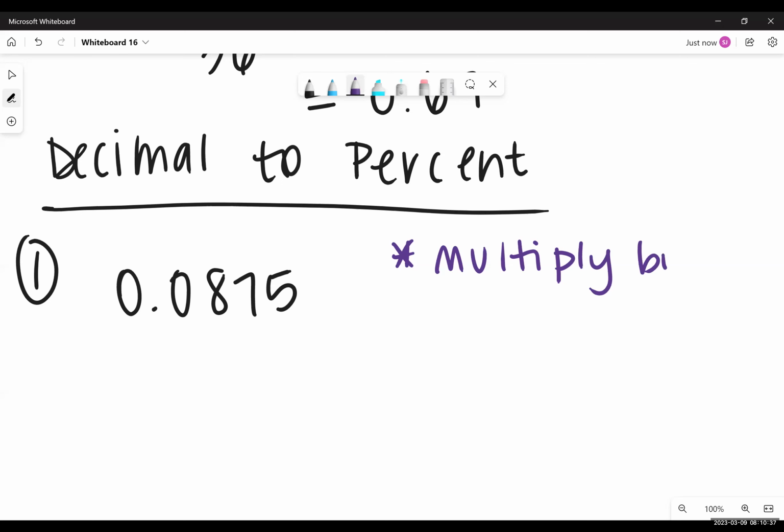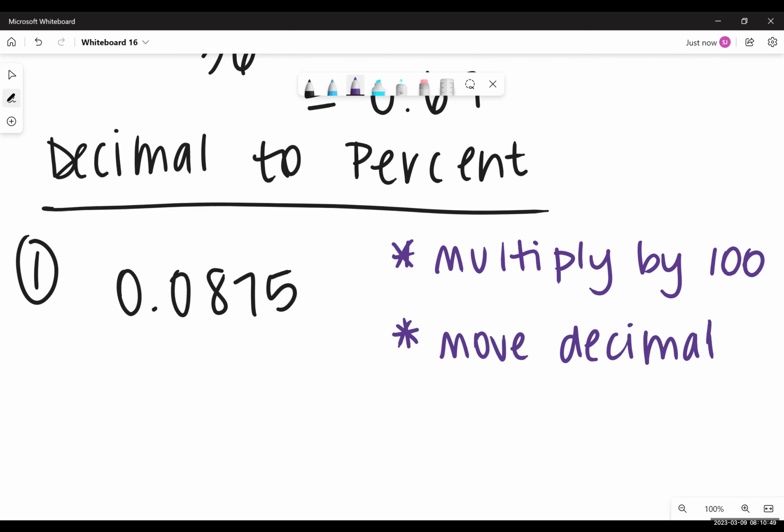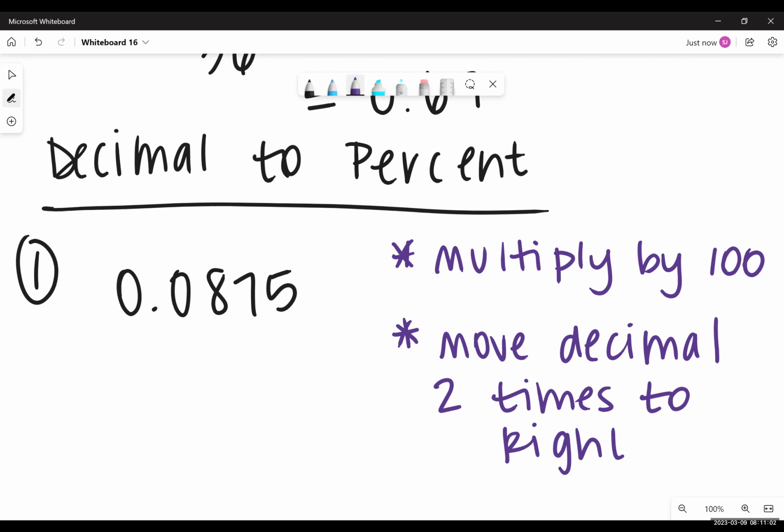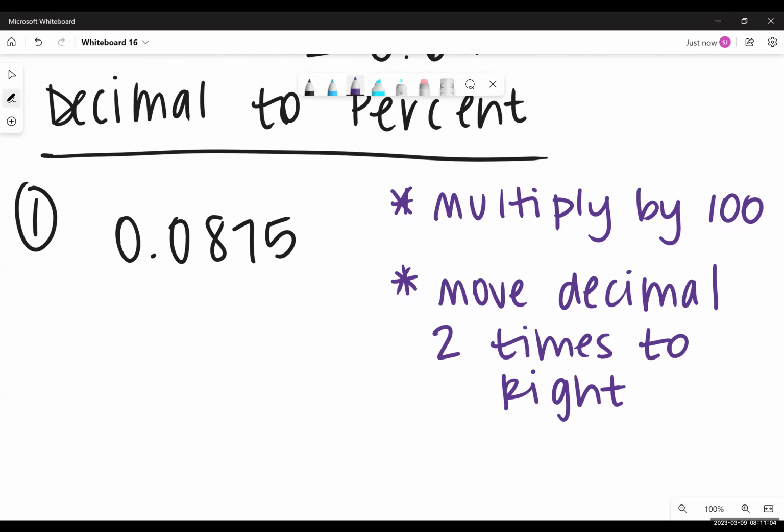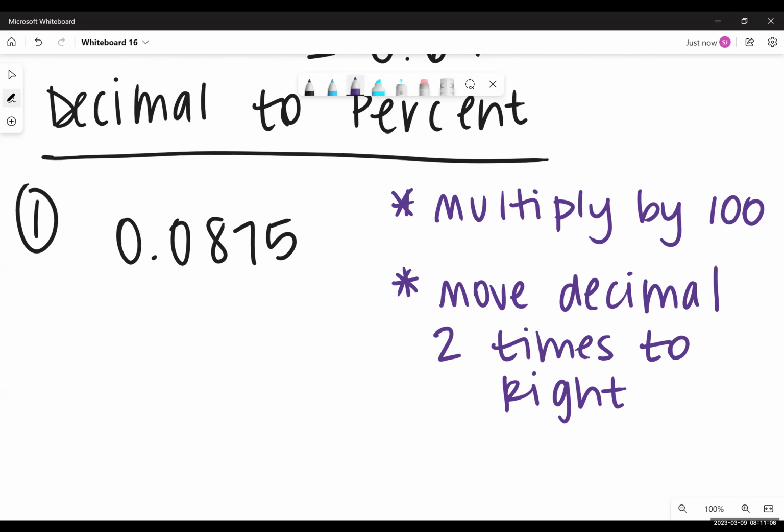I say multiply by 100 in your calculator if you're going to forget to move the decimal yourself. The other option would literally be to move the decimal yourself. Our decimal is actually going to move to the right twice. So if you didn't want to do it by hand, you could just grab your calculator. Okay, so those are your two options to go from a decimal into a percent. Multiply by 100 or move the decimal 2 times to the right.